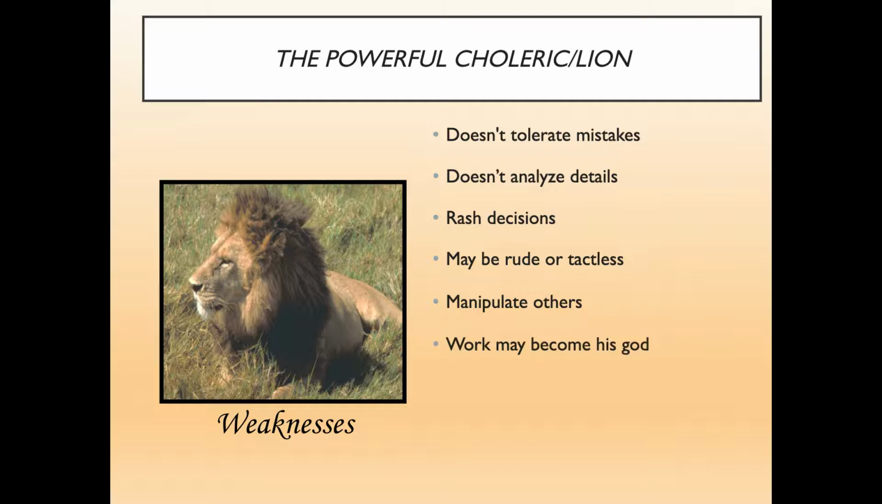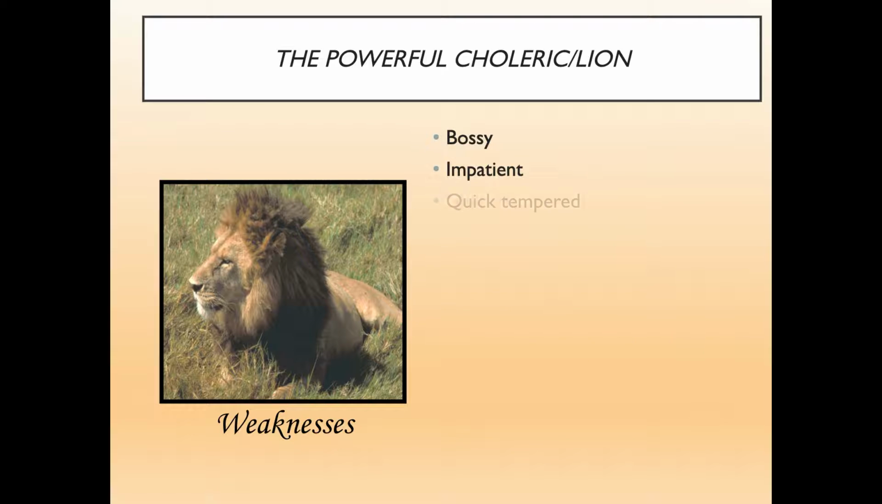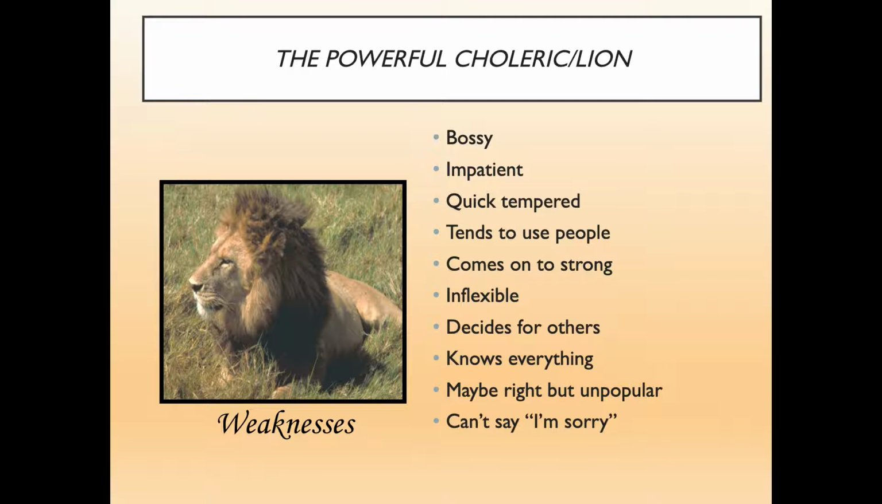It's important that you understand your strengths and your weaknesses. The weaknesses: they don't tolerate mistakes. They don't analyze details. They're rash in decisions. They may be rude or tactless. They manipulate others. Work may become their god. They demand loyalty and want it done now. They tend to be bossy and impatient, quick-tempered, tend to use people, come on too strong, inflexible, and decide for others. They know everything. They may be right, but they're unpopular at times with that, and they can't say, I'm sorry.